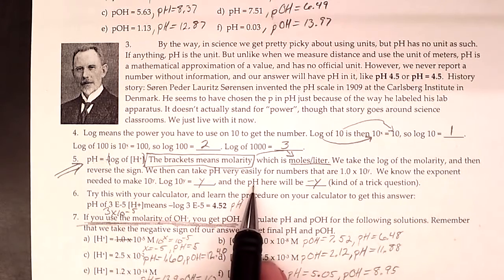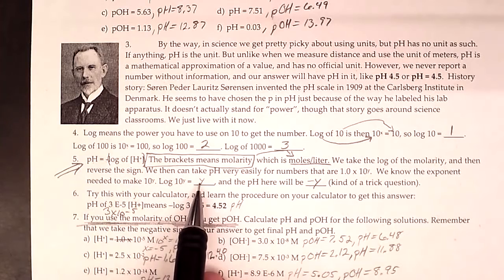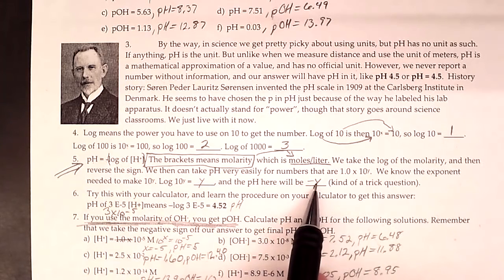So kind of a trick question. What would the pH be here? Just to try to get some people good on the concept. We said pH is the negative of that log answer. Remember, it's the negative of the log answer. So if that's the log answer, then the pH here will be negative y.